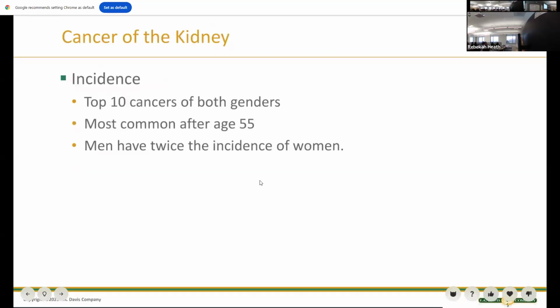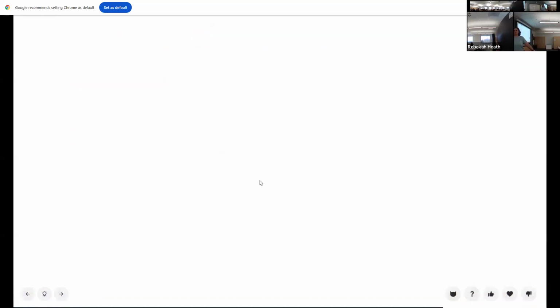Sometimes you'll see cancers, not only of the bladder, which is more common, but also cancers of the kidney. It's usually after age 55. So kind of like the cancer of the bladder, it's when you're a little bit older. Not going to say 50 is old, just older than younger. Men, again, have twice the incidence as women. So men are just going to be the more likely candidates to have urinary issues.